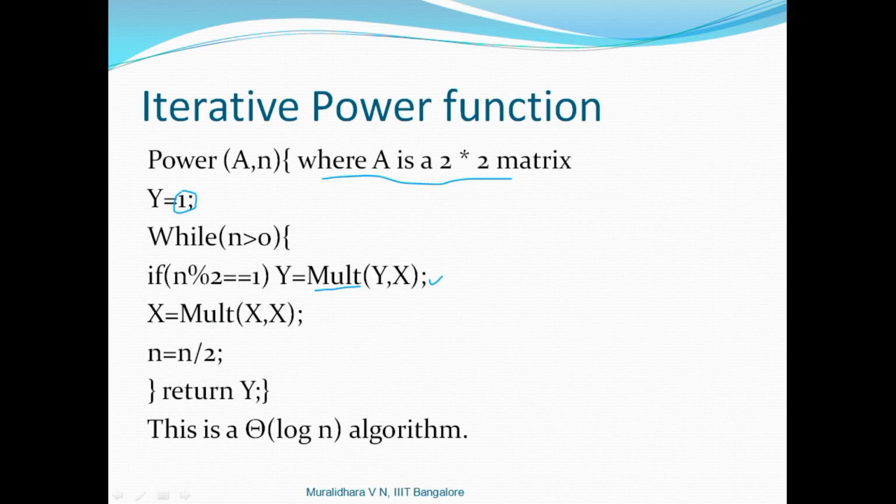So x was updated as x into x. I multiply x with itself and update my x as this, and n will be n by 2. As discussed earlier, instead of multiplying two integers, I am multiplying two 2 cross 2 matrices. Multiplying two 2 cross 2 matrices is again a constant time operation, but the number of times this while loop will run is only log of n. So the total complexity of this algorithm as well is theta of log of n.